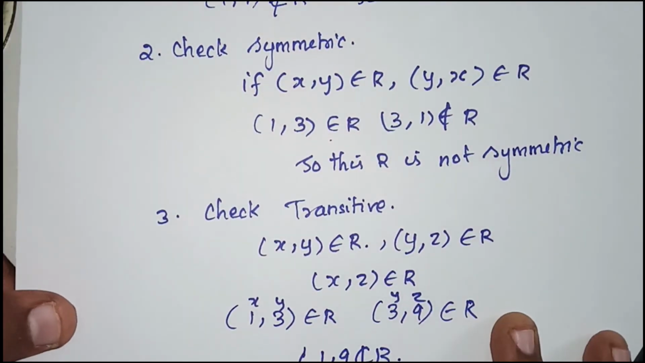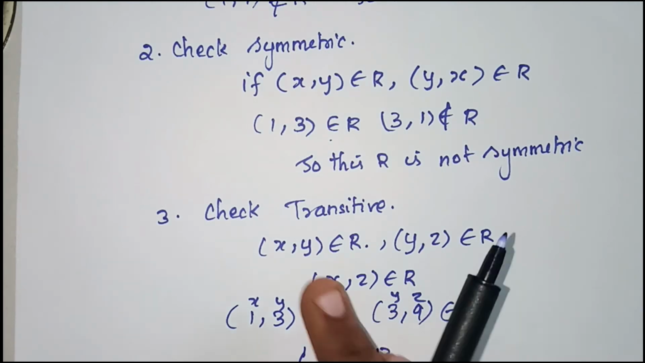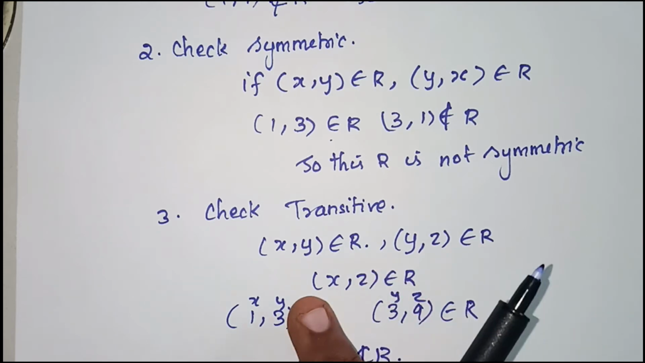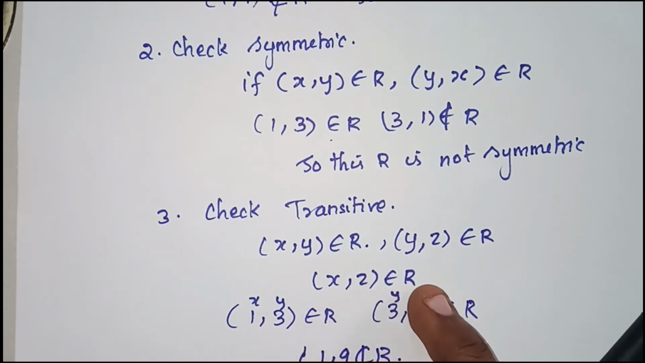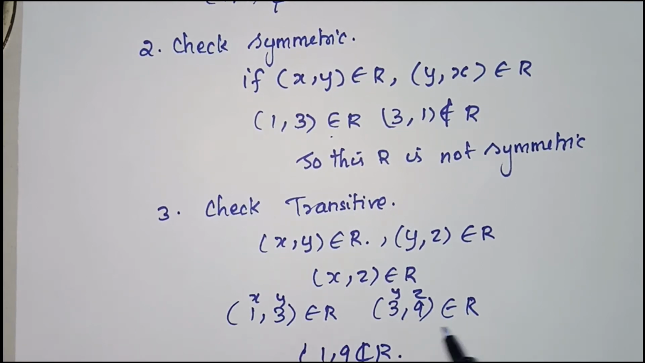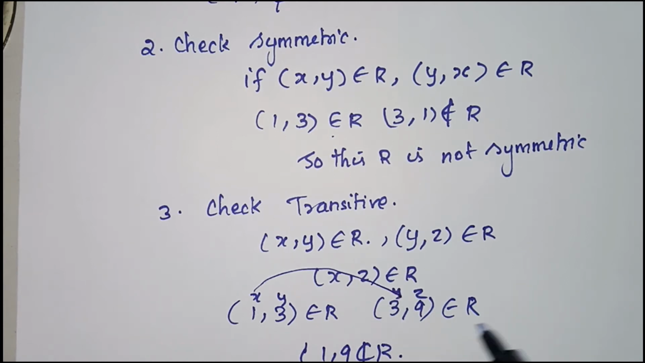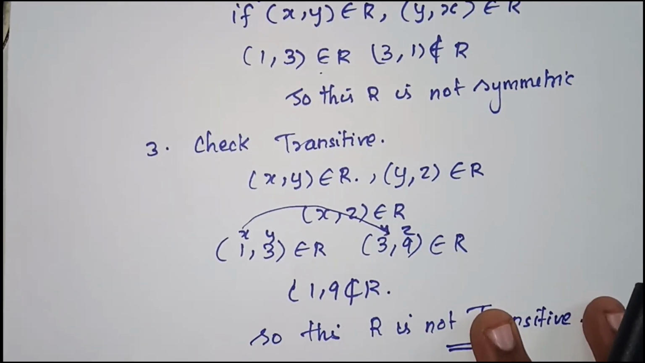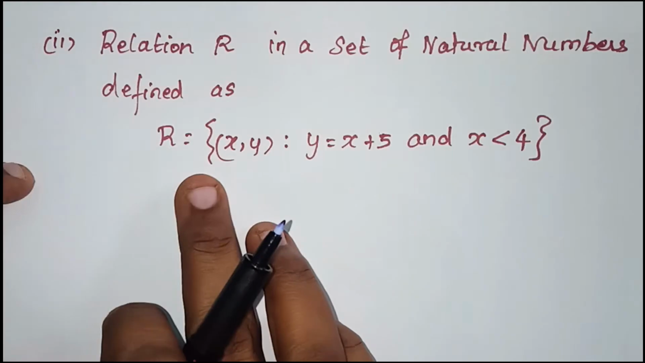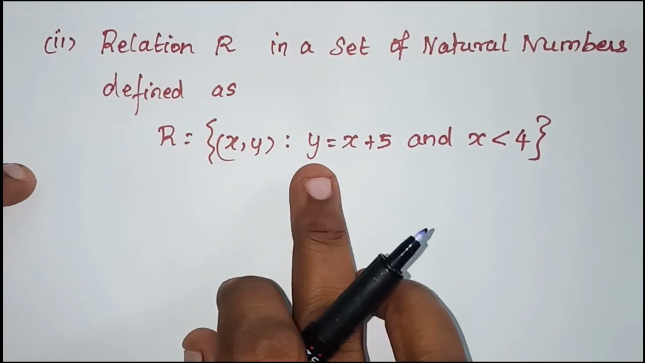Next, transitive. Transitive means if x comma y belongs to R and y comma z belongs to R, then automatically x comma z also belongs to R. But here 1 comma 3 is available in the relation, 3 comma 9 is available in the relation, but 1 comma 9 is not available in the relation. So this relation is not transitive. Likewise, we can check other problems. Next we will see the second part in question 1.